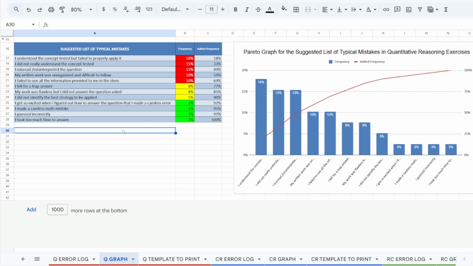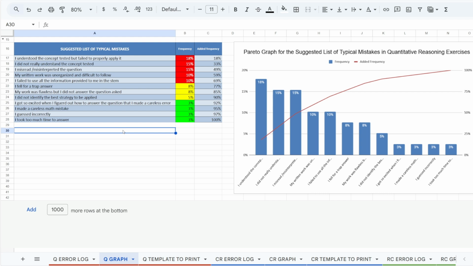Finally, the real value of these error logs comes from periodically reviewing those patterns and adjusting your preparation. If you notice that many of your mistakes in quantitative reasoning are conceptual, you may need to spend more time revising theory and foundational exercises. If most of your verbal errors are due to misreading the argument or the passage, you may need to slow down and work on active reading strategies.